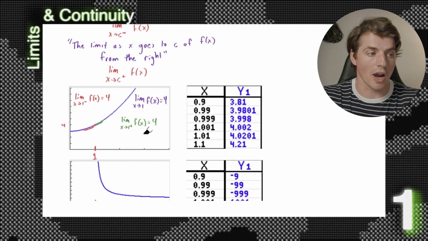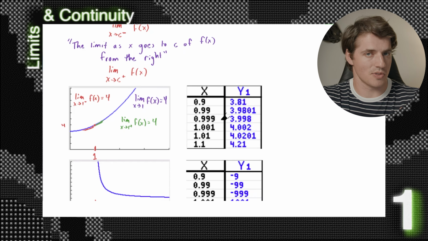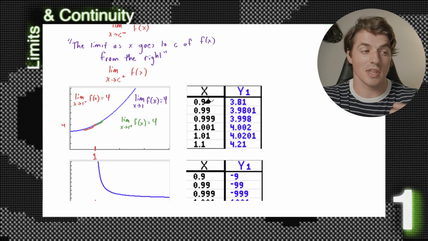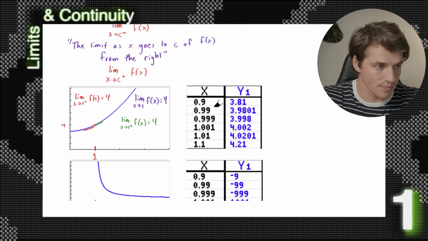Okay, so this was from the graph. Now we can look at the table. This table is for this graph. And our strategy here is to pick values that get close to 1 on the left side.